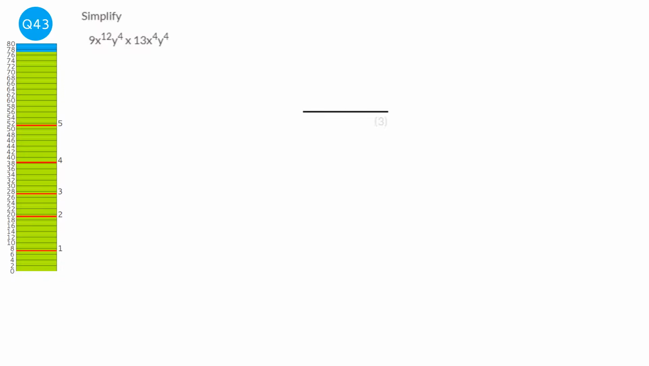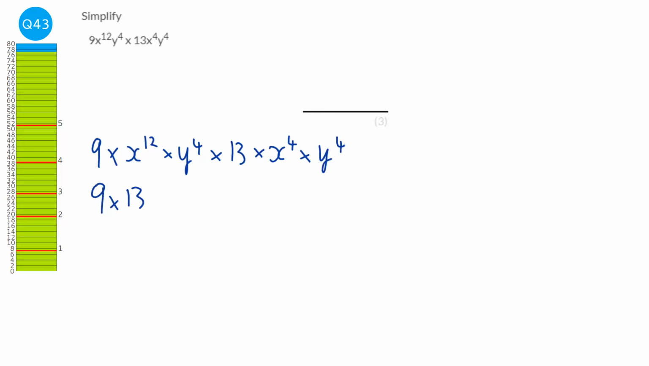There's a lot going on with this question, so what I'm going to do is put in all of the times signs that we don't normally show. So we've got 9 times x to the power of 12 times y to the power 4 times 13 times x to the power 4 times y to the power 4. And I'm going to reorder these to put the numbers together, first of all. And with multiplying, it doesn't matter which way around you do it, so I'm not changing anything. I'm going to put the x's together. And I'm going to put the y's together.